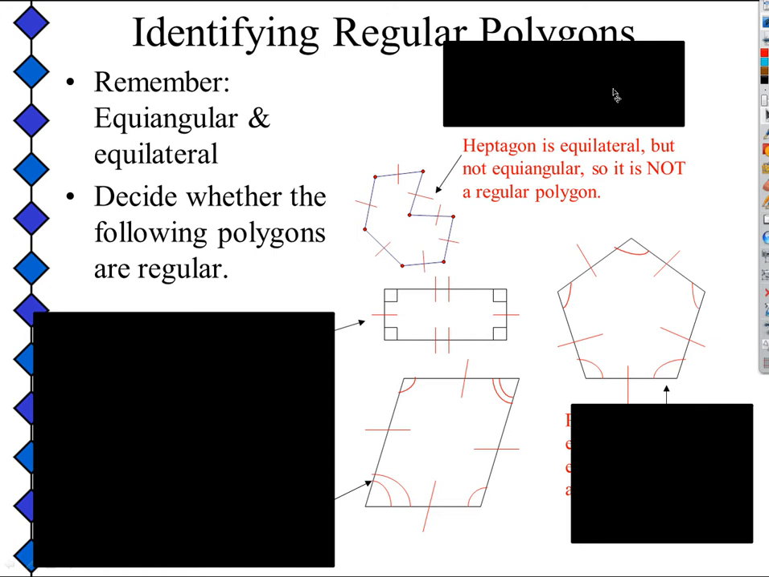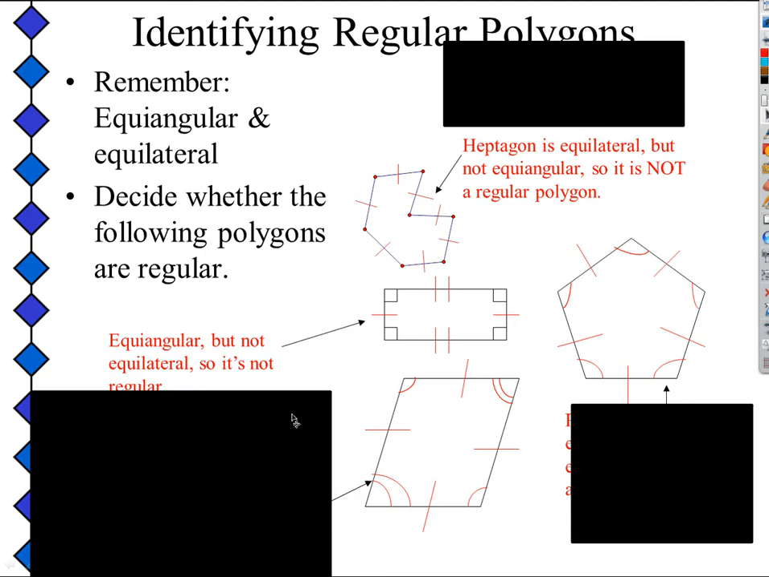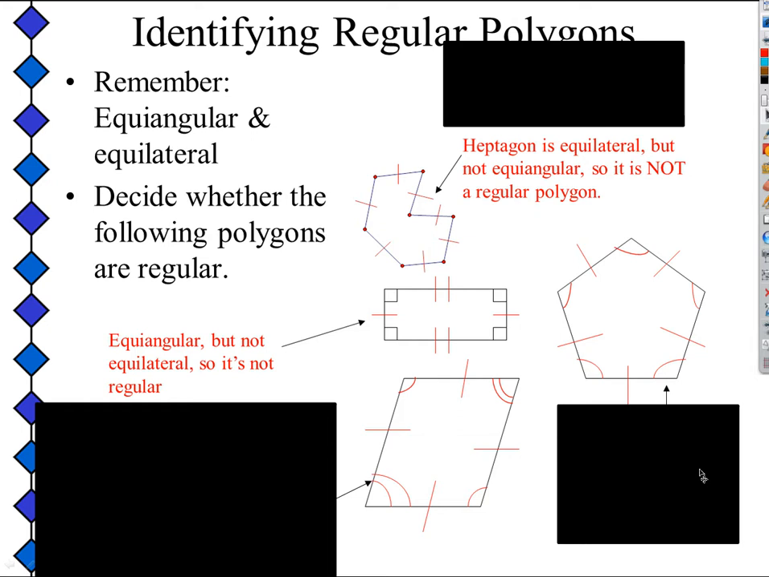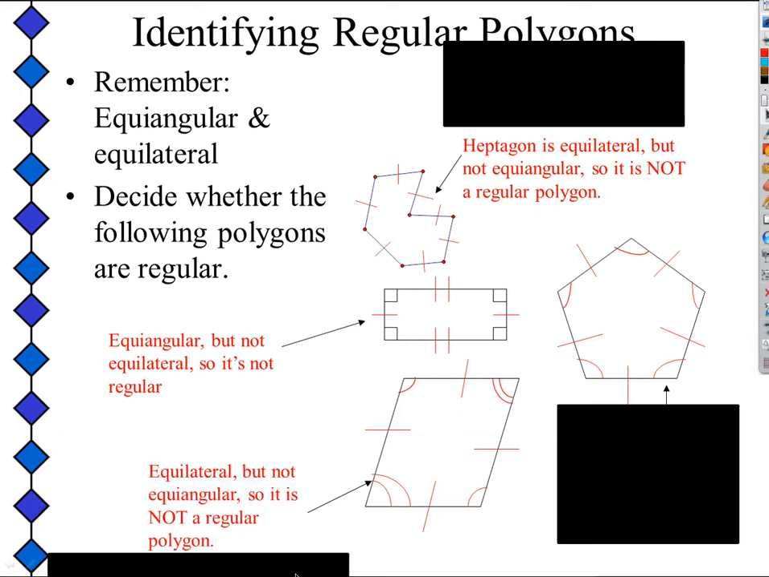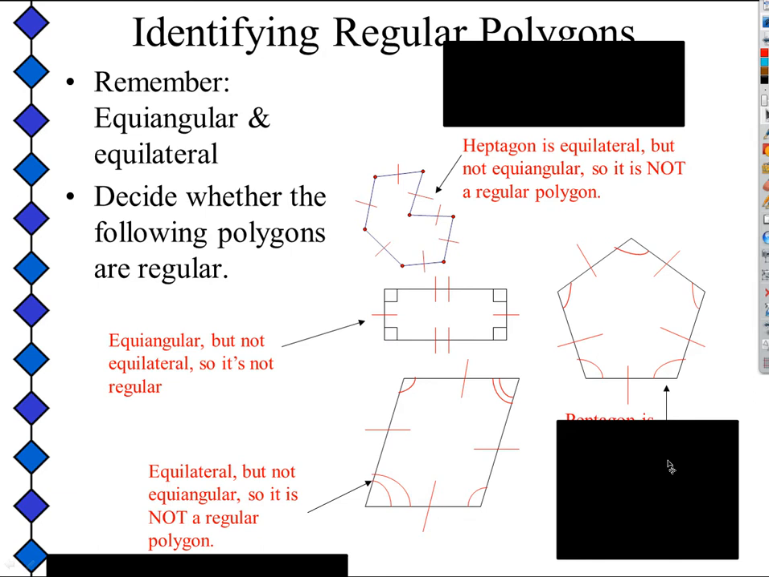How about this one here? Say it again. Equiangular, yeah, right? Makes sense because all the angles are right angles, but the sides are not congruent. So that guy is definitely equiangular, but not equilateral, so it's not regular. How about this one? Equilateral, not equiangular. Good. Okay, and then finally this one right here. Regular, both. All the angles are congruent, all the sides are congruent, so it's both.